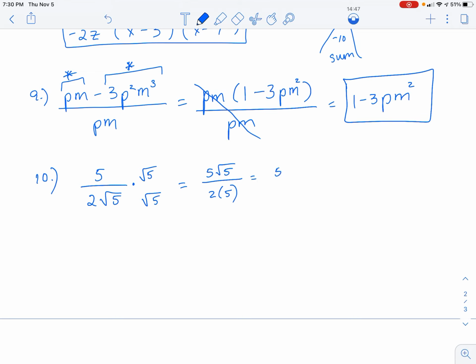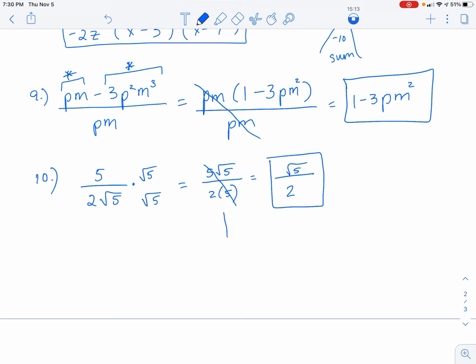So I'm going to have 5 times the square root of 5 over... oh, wait a minute, before I do that, look here, I can cancel those two 5s, can't I? Because these are factors, and I can cancel when we have factors. All of that over 2. So I need to get rid of that 5. There we go. So you're going to have the square root of 5 over 2.